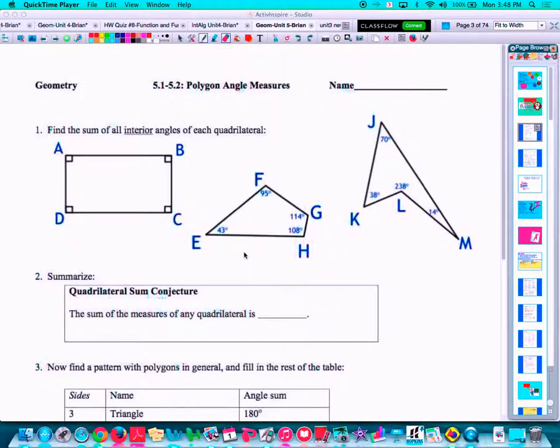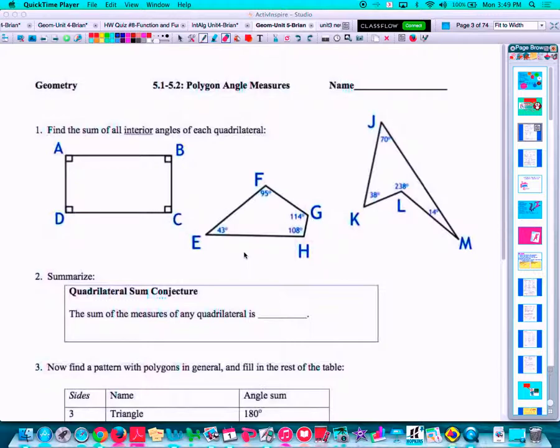Today we begin Chapter 5, and we're going to do two sections in Chapter 5. Chapter 5 is all about polygons. We talked about triangles in the last unit, and now we're going to extend that to other polygons beyond triangles, so quadrilaterals, pentagons, hexagons, and so on and so forth. But today we're going to talk a lot about angle measurements within polygons and come up with basically our first formula of the year that we're going to use to calculate the total angle sum for any polygon as well.